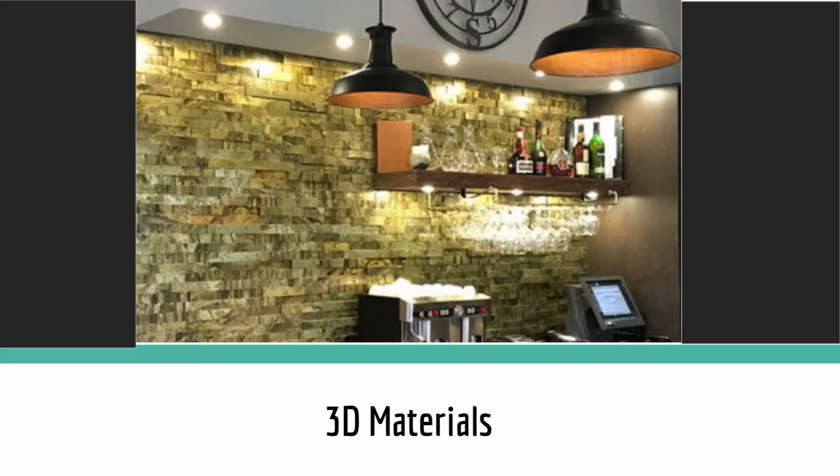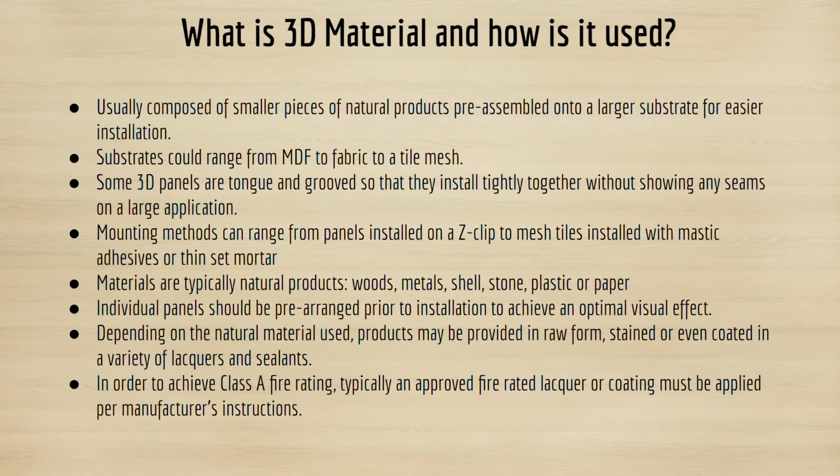Okay, so now let's look at some other 3D materials. What is 3D material and how is it used? 3D interior decorative products are usually composed of smaller pieces of natural products pre-assembled onto a larger substrate for easier installation. Substrates could range from MDF to fabric to a tile mesh.